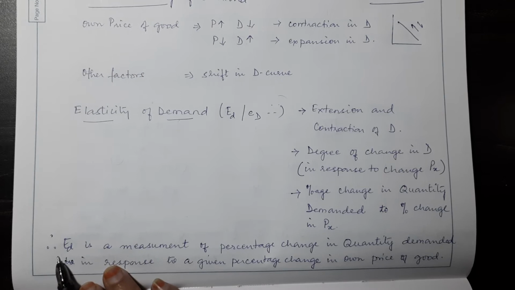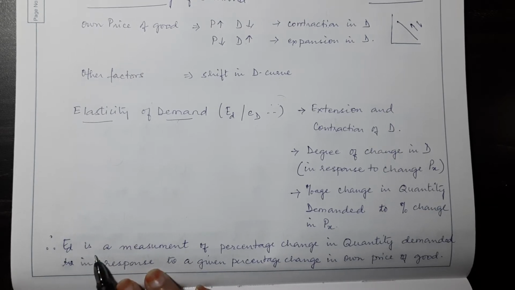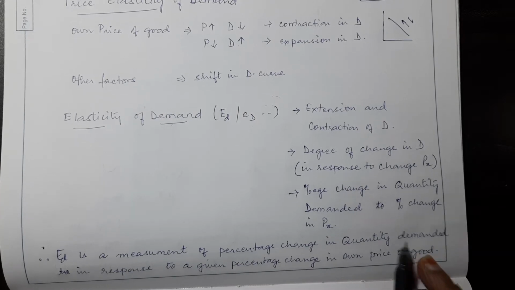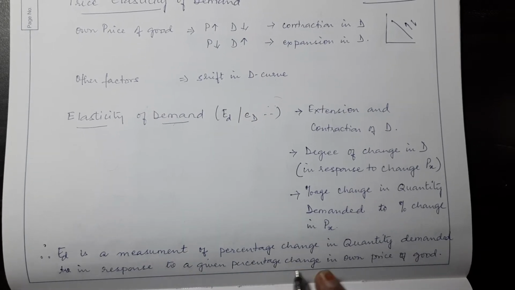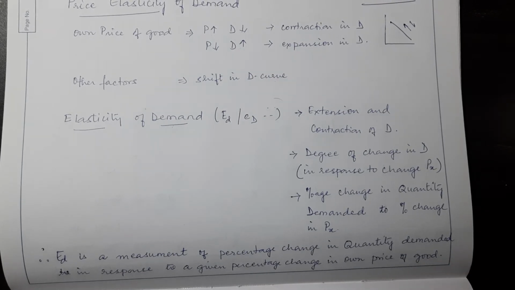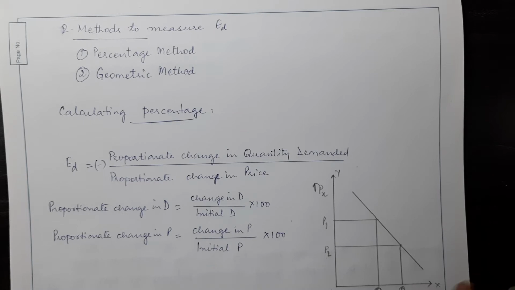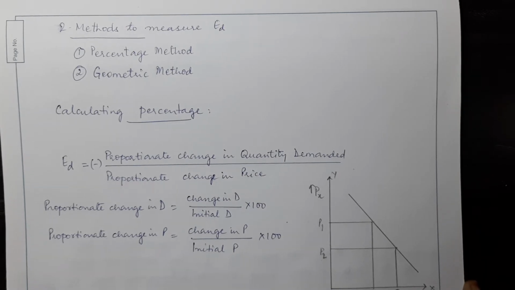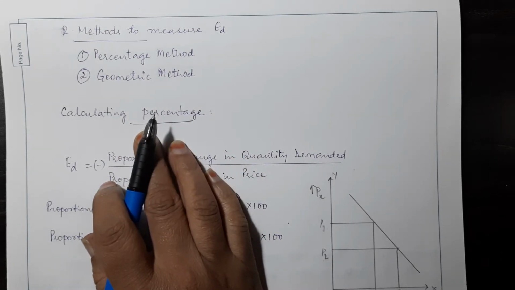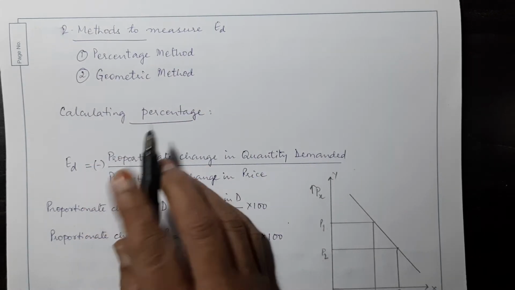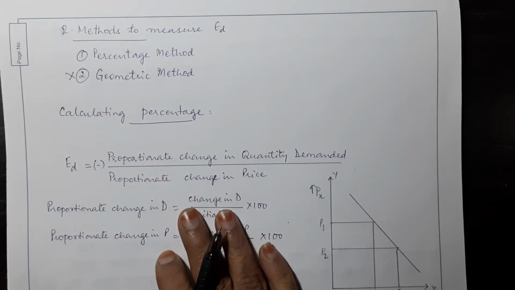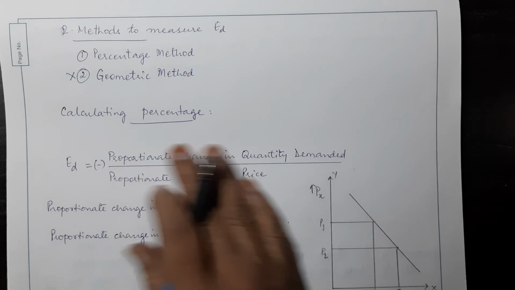Therefore, we define it this way. The elasticity of demand is a measurement of percentage change in quantity demanded in response to a given percentage change in own price of the good. So that's the definition for elasticity of demand. Now there are two methods of measuring the elasticity of demand: the percentage method and the geometric method. However, we will be focusing only on the percentage method, and this geometric method we are going to keep aside for later.